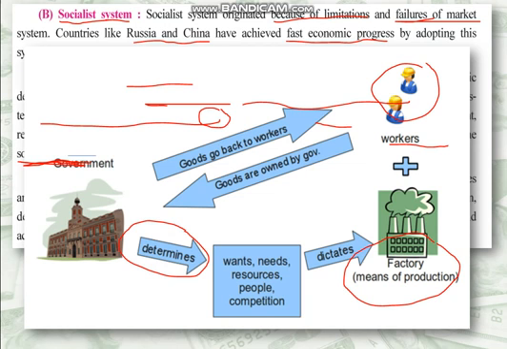So goods are owned by the government. All the things that are produced are owned by the government. And what does the government do? The government gives those things back to the workers. Workers here means the citizens. So you can say that the whole system is actually controlled by the government, and the government does it all.